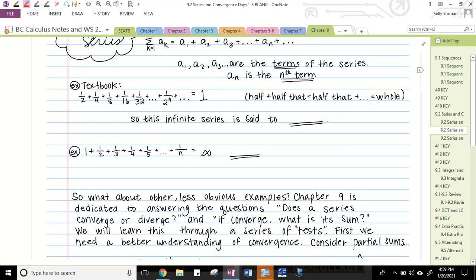Now, there are some examples, this one's coming from our textbook, where we can look at a pattern like 1/2 plus half of that, 1/4, plus half of that, 1/8, plus half of that, and so on. So the nth term, the pattern here, is 1/2 to the n power. Those terms do add up to 1.